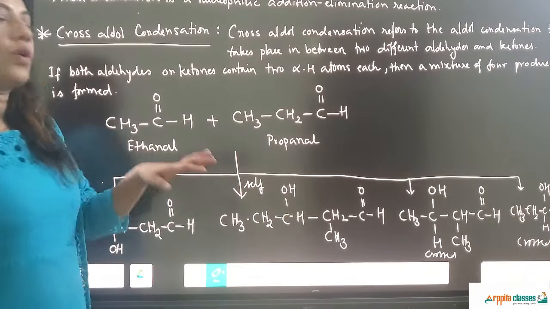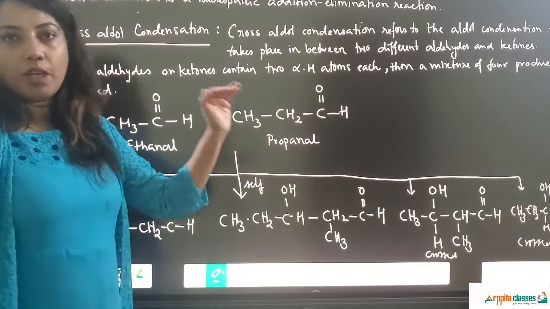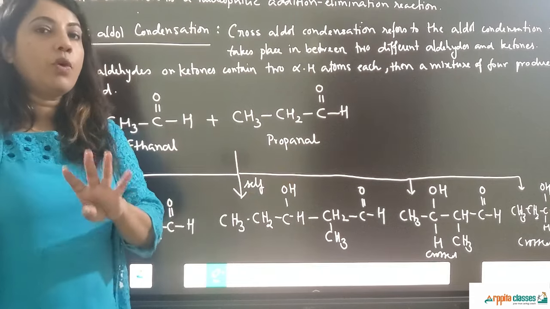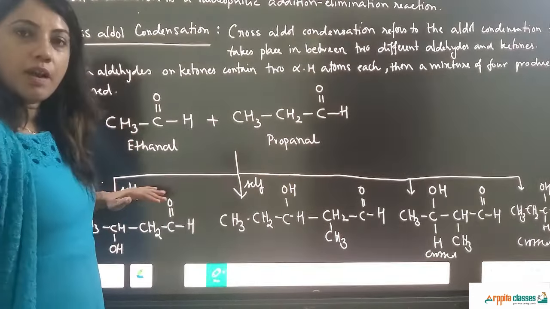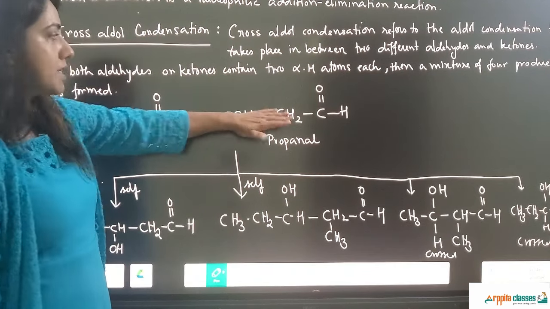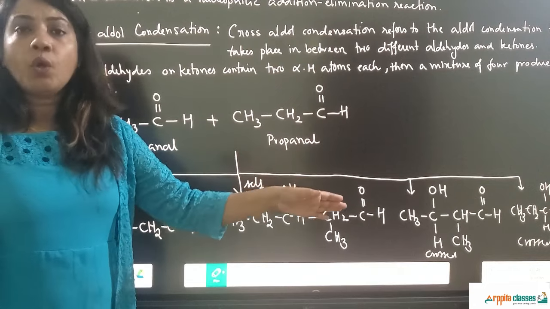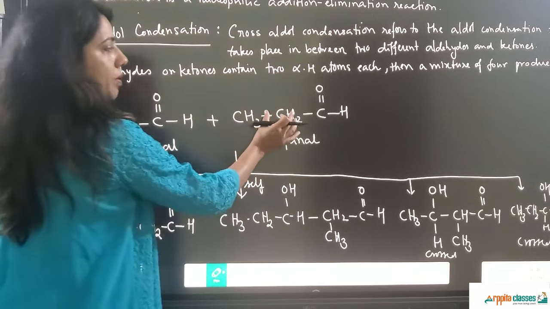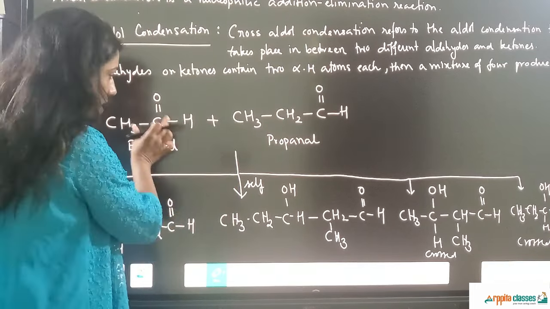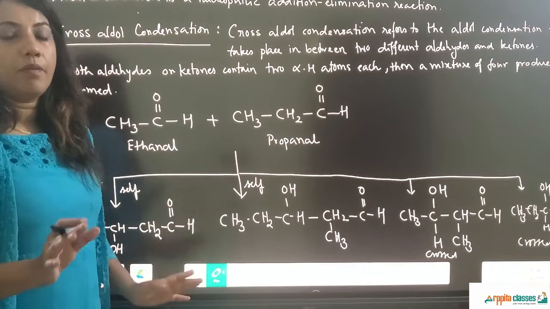So in case of cross aldol condensation, where we are taking two different aldehydes or two different ketones having alpha hydrogen atom, or one aldehyde and one ketone, we are getting four products. Two products which are self-condensation product. This is getting condensed with this, giving you this. This is getting condensed with this itself, giving you this. And two are cross product, where once this will be acting as a nucleophile and will get attached to this, and in the second case this will be acting as a nucleophile and will get attached to this. So we are getting four different products.